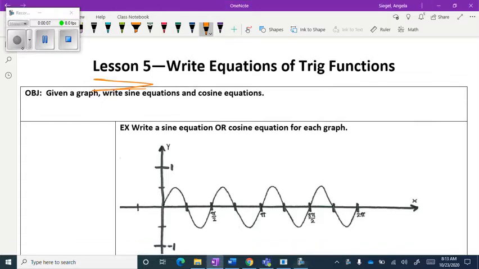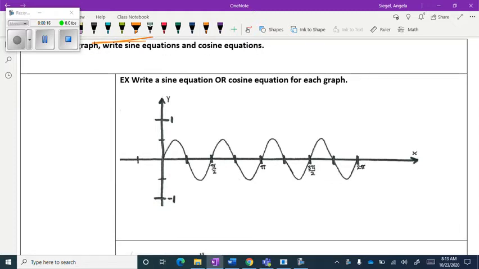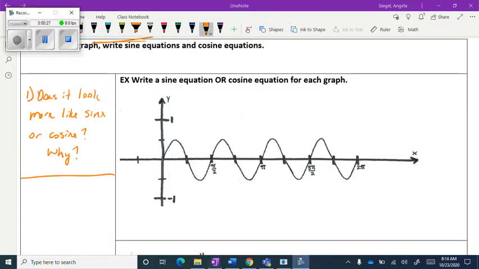This is our last lesson in this unit, and in this lesson we're going to focus on writing equations of trig functions. So the first thing when you come to a problem like this, I want you to ask yourself, does it look more like sine or cosine and why? So kind of think about that for a second. So this one starts at 0 and it goes up and then goes back down to 0, goes down and goes back up again. So this is going to be a sine function.